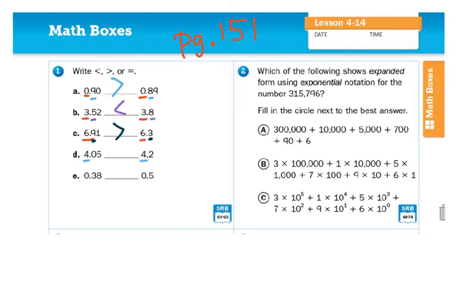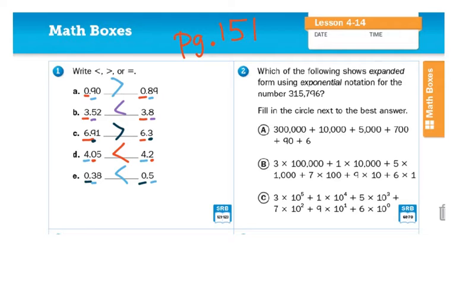D, ones place, same. Move to the tenths, 0 and 2. 2 is greater, so the opening goes to the greater number. 4 and 5 hundredths is less than 4 and 2 tenths. And lastly, ones place is the same, so I move to the tenths, 3 and 5. 5 is greater, so 38 hundredths is less than 5 tenths.